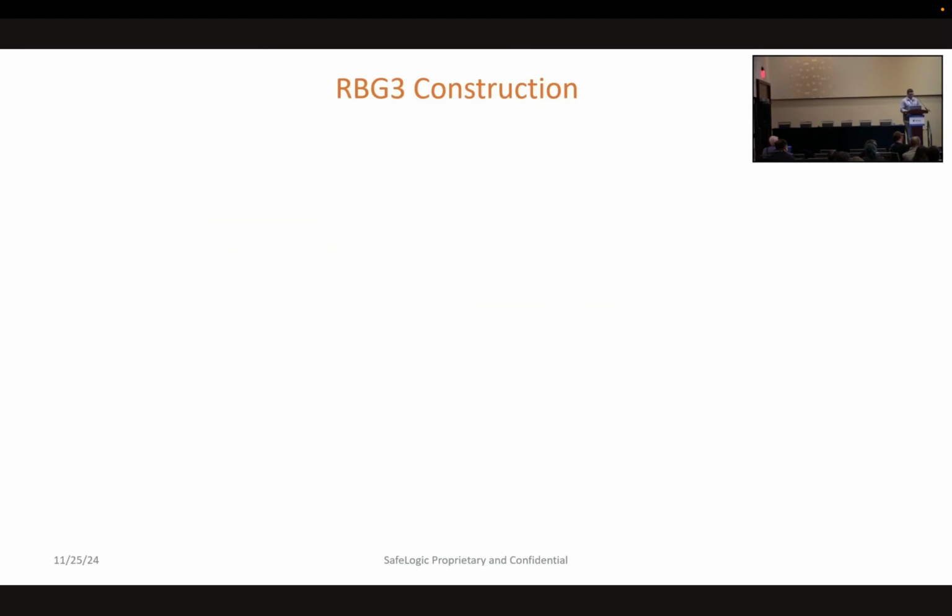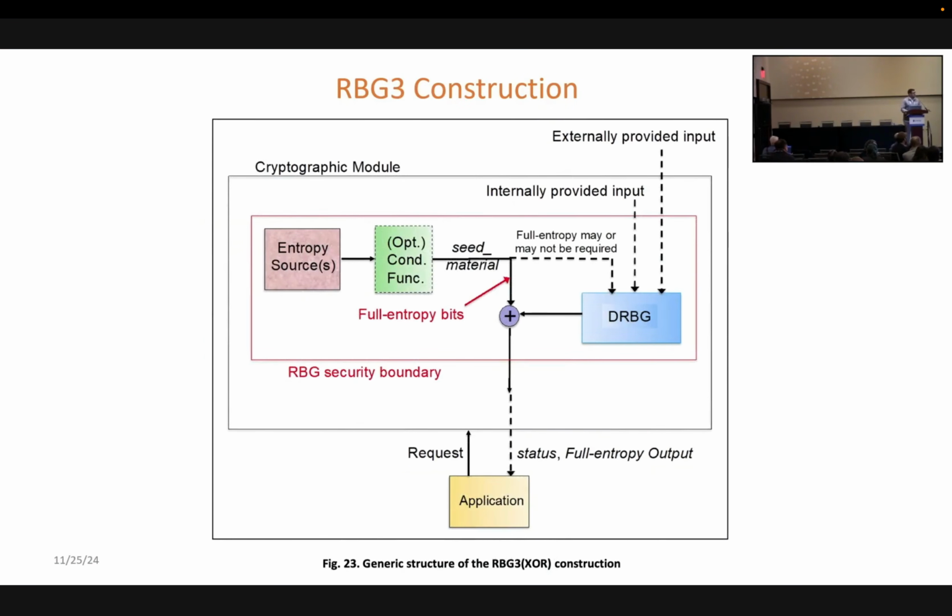And next we'll move on to RBG3s. So this is the XOR implementation. You can see also the entropy source has to be inside of the RBG security boundary. Here the optional conditioning function is input into the XOR function, and then of course you're feeding the DRBG. As Josh mentioned, you may be using externally provided input or internally provided input outside of just your entropy source. And then of course the DRBG is also feeding the XOR operations, getting full entropy out.